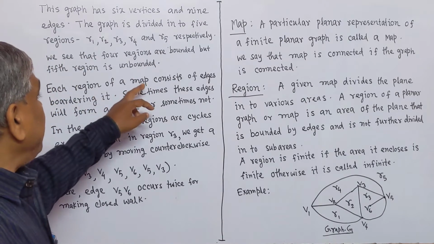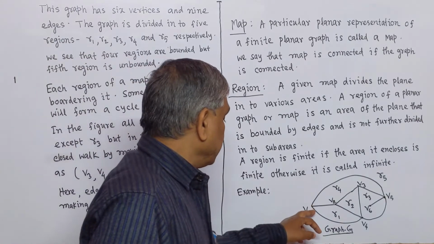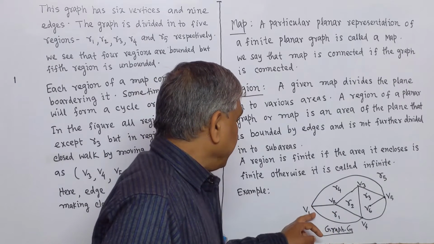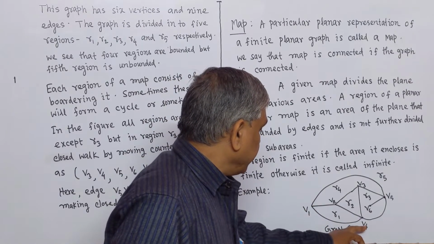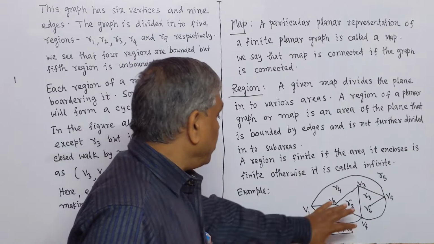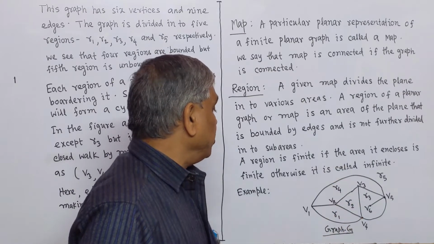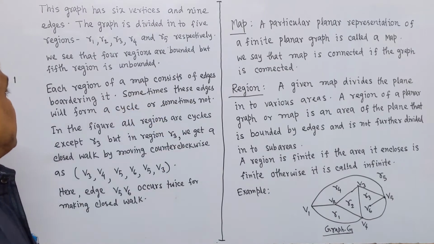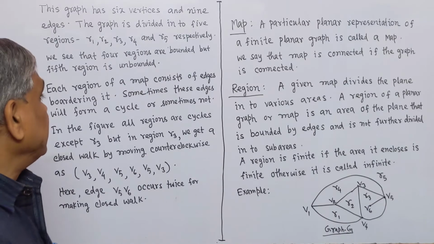Each region of a map consists of edges bordering it. Here we see this particular region R1. Here we see that the edges V1, V4, V4, V2 and V2, V1 border this region. Similarly, other regions are also bordered by edges. Sometimes these edges will form a cycle or sometimes not.